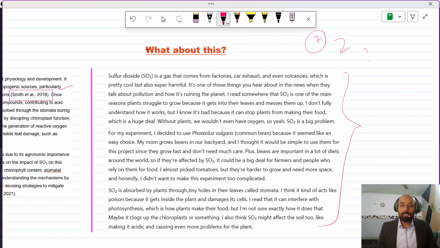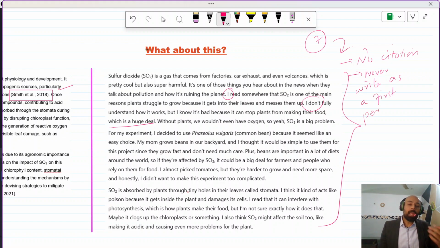The first error that he has made is that no citation is there. The second thing over here is that it is written in the first person, like I read, I did, I don't, right? So the second blunder that this student has made in this paragraph is this. Never write in the first person. This leaves a very bad, childish impression on the examiner, that you're writing I did this and I did that. So never write in the first person.